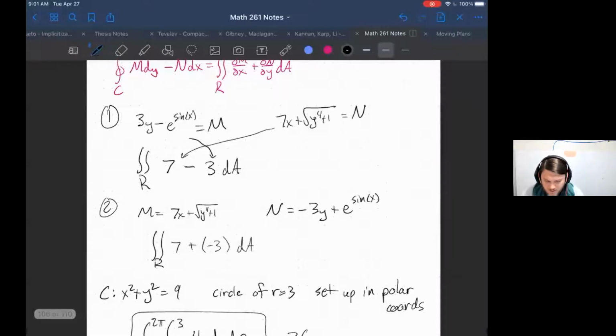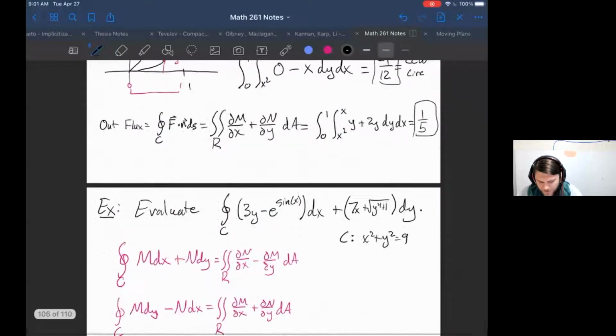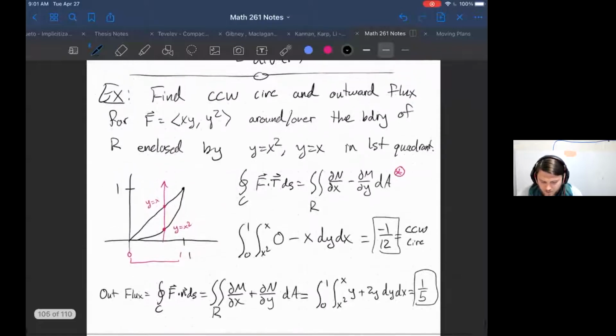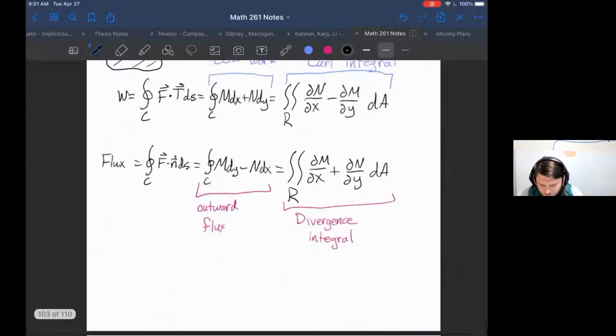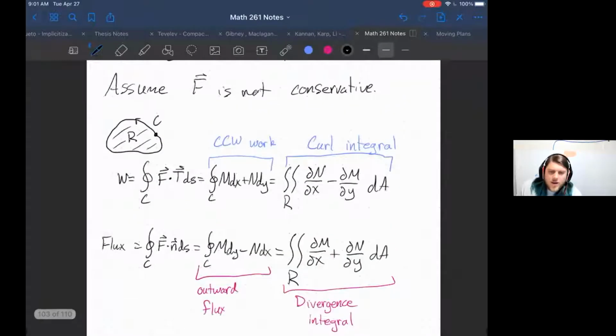So let's recall what we did yesterday, at least a bit of it. We went over Green's theorem a little bit more. So I'll scroll up to Green's theorem. Green's theorem relates the line integrals to surface integrals. That's the overall idea.